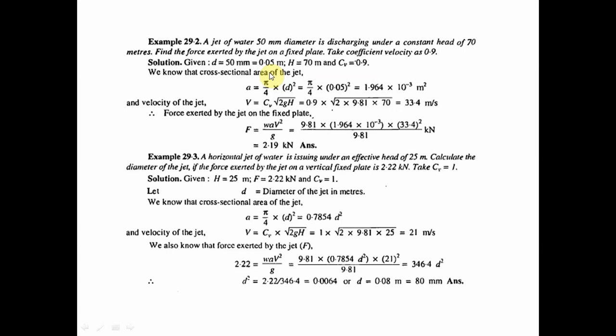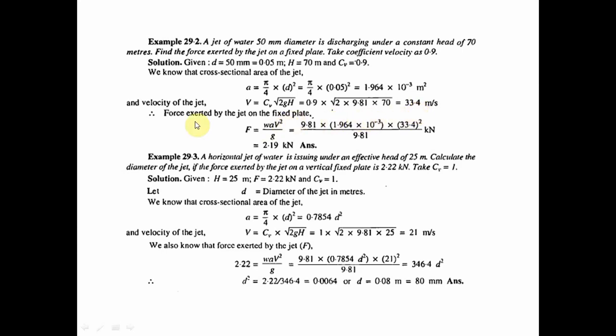So we know that cross section area of jet is pi d square by 4, pi by 4 into 0.05 the whole square, that is equal to 1.964 into 10 to the minus 3 square meters. And the velocity of the jet is v is equal to Cv into root of 2gh, that is equal to 0.9 into root of 2 into 9.81 into 70, that is equal to 33.4 meters per second.